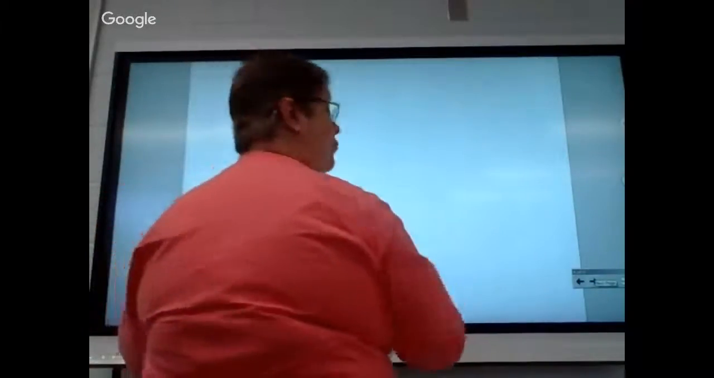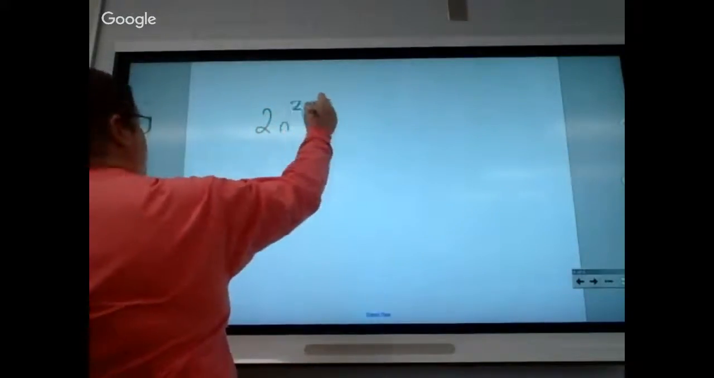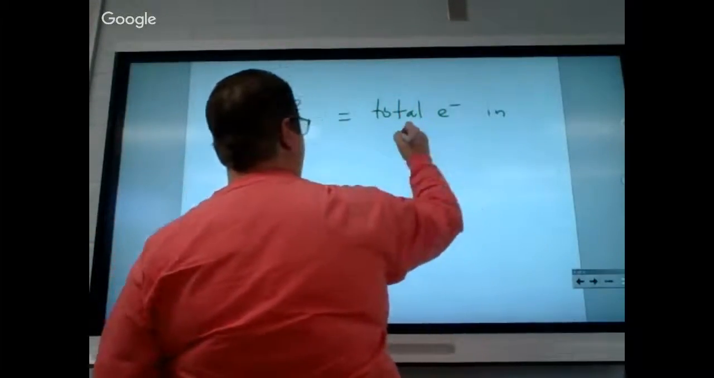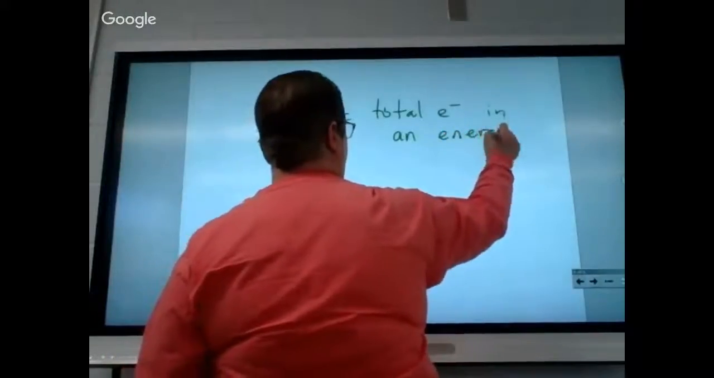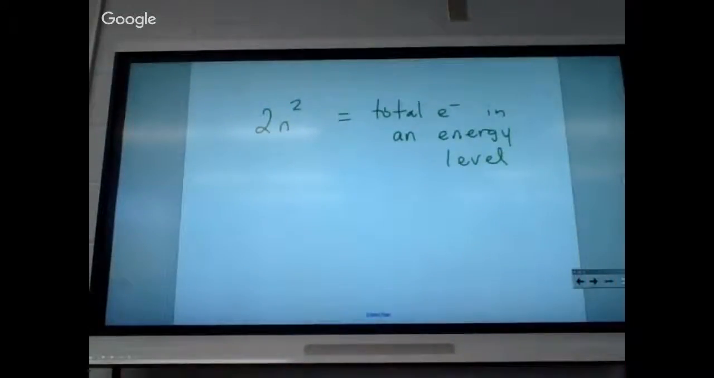That would have been where the stuff that was on the quiz was written, by the way. I just erased it. 2n squared will tell you total electrons in an energy level. I could have told you before, but I'm trying to get you to figure this out. If you want to find total electrons at an energy level, you have to do the exponents first, the way you learned in math class. So if you say 3 squared, you get 9 times 2, which is 18. You can avoid adding up all the electrons.